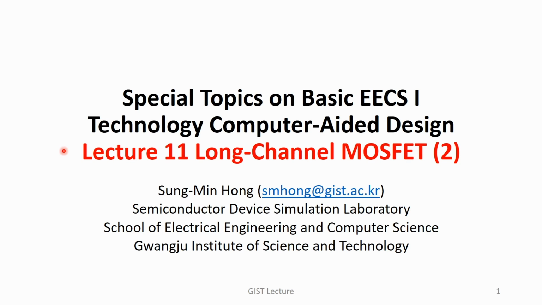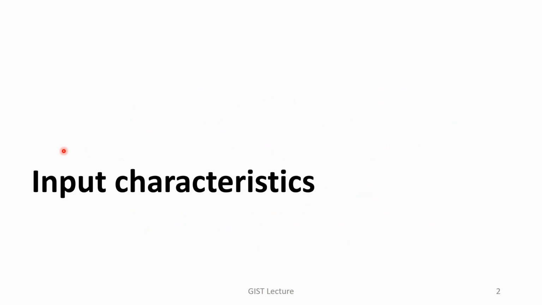Hi everyone. In the last lecture, we generated a MOSFET structure. Today, we calculate its input characteristics. Since the gate terminal is regarded as the input terminal, the term input characteristics simply means the ID versus VG relation.